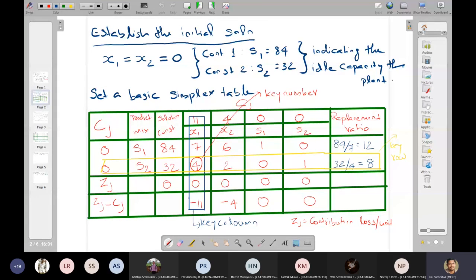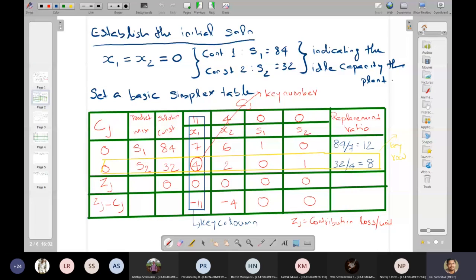Then I find the replacement ratio, that is nothing but the solution constant divided by my key column element, and the lowest positive, either 0 or the lowest positive, is selected as the key row for the replacement. The intersection of key column and key row will be my key number. So in the next iteration, first this key row needs to be iterated, then I need to go for the other non-key rows.